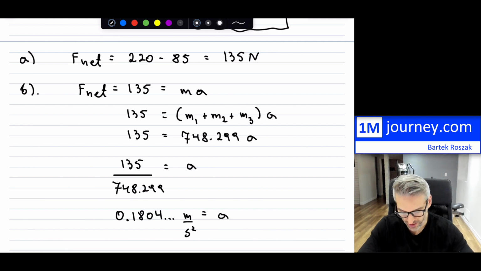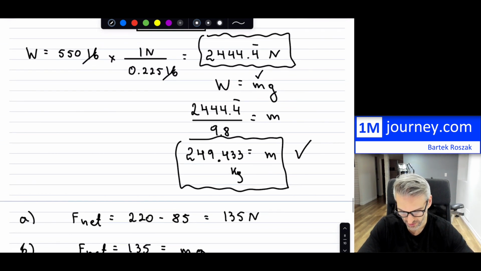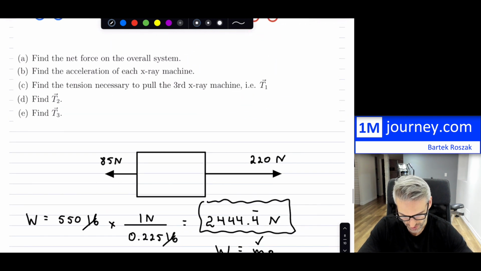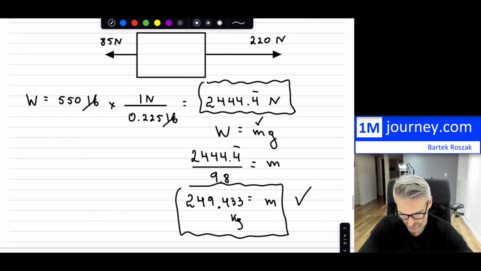Now, if you did want to round to significant figures, and you want to keep it to the lowest amount, as you can see here, between the forces, really the lowest amount was 2.